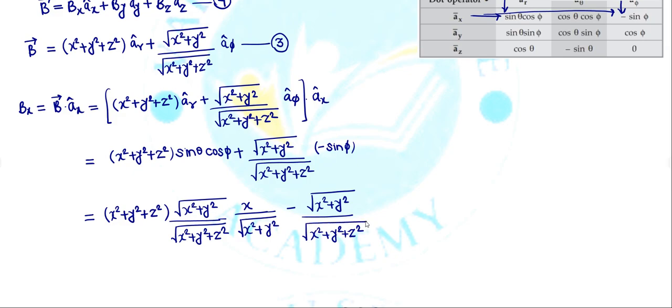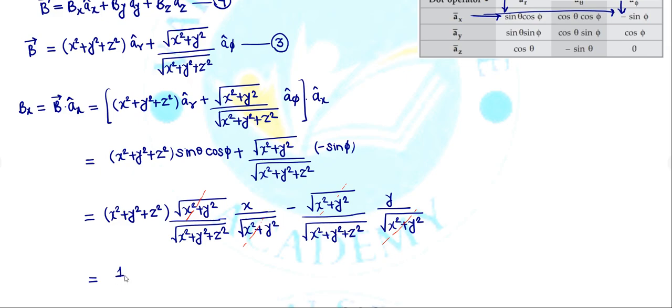Now we have the value of sine phi. So what is that value of sine phi that we have found earlier? So that is y upon square root of x square plus y square. Okay. Now we have these values over here. So this square root of x square plus y square and this square root of x square plus y square will get cancelled out. So we are left with values, and you can take the denominator common, which is 1 upon square root of x square plus y square plus z square.